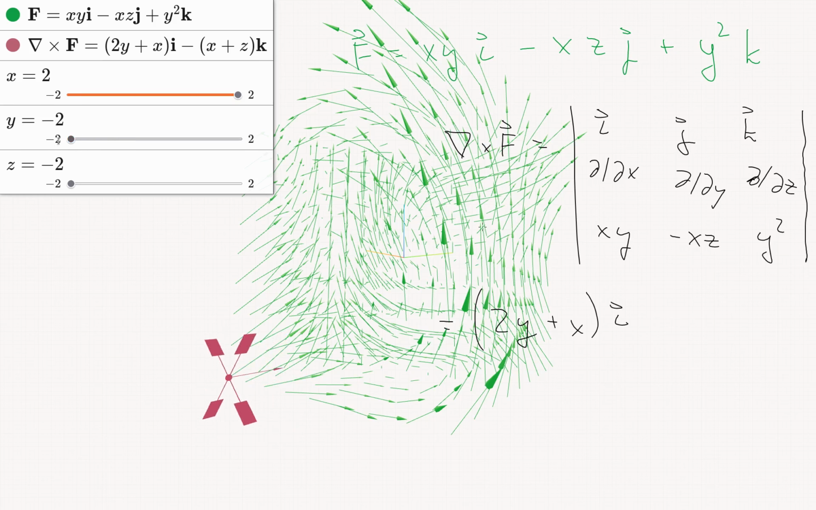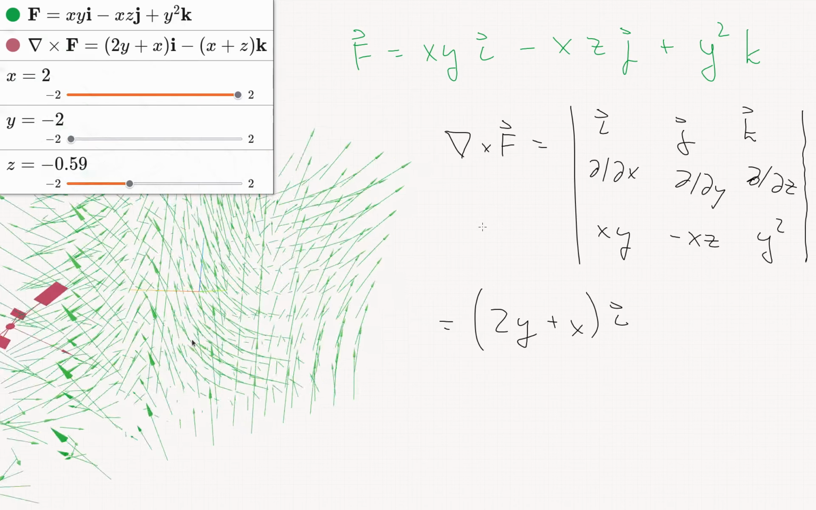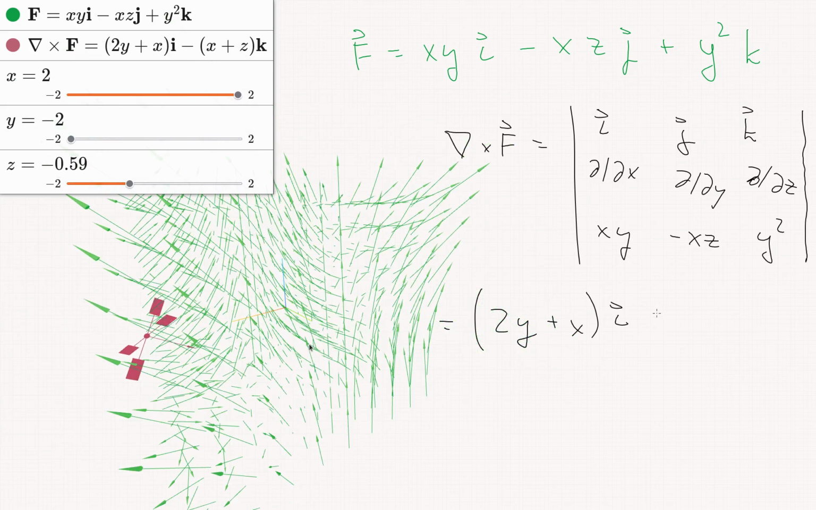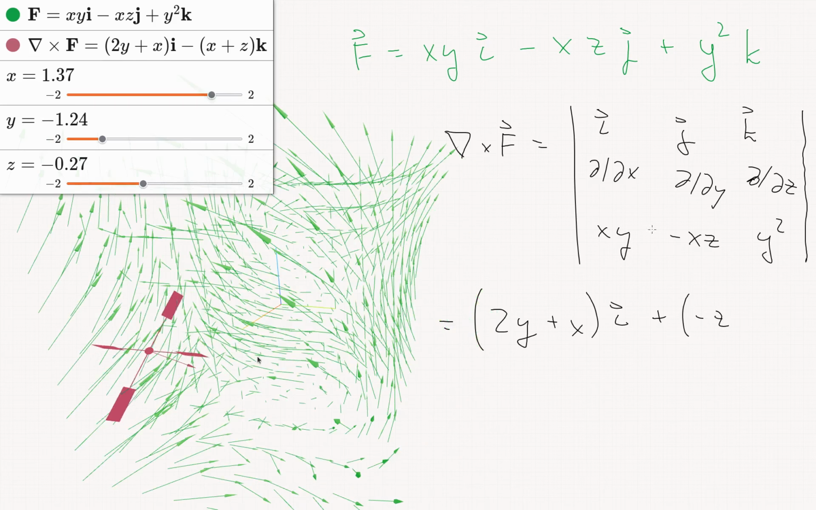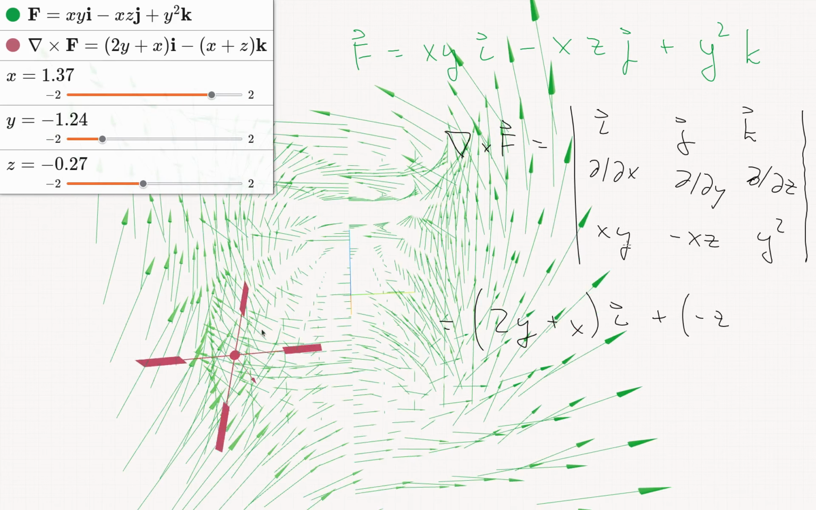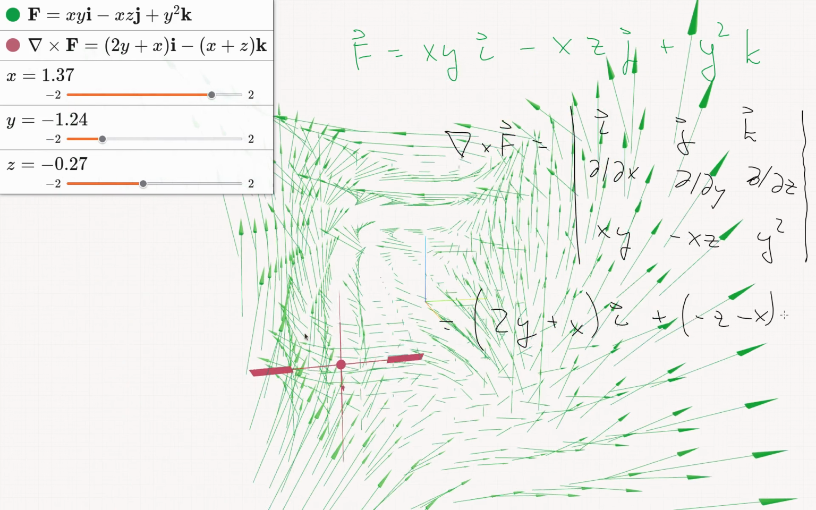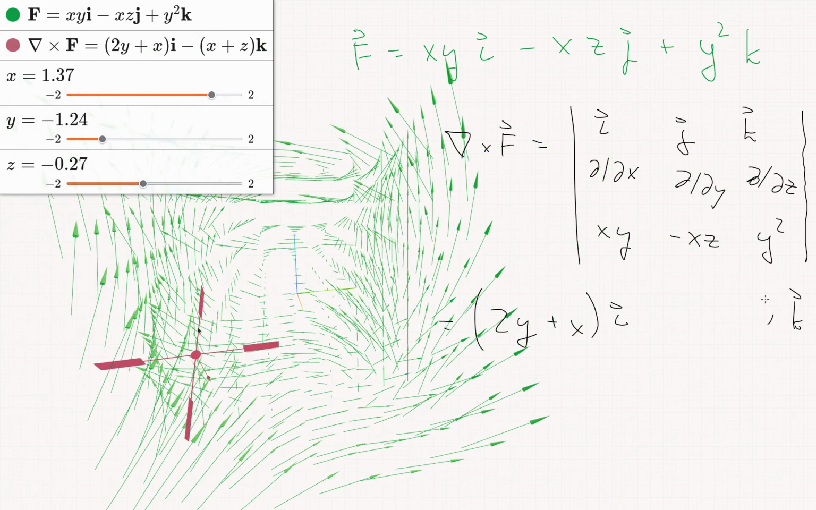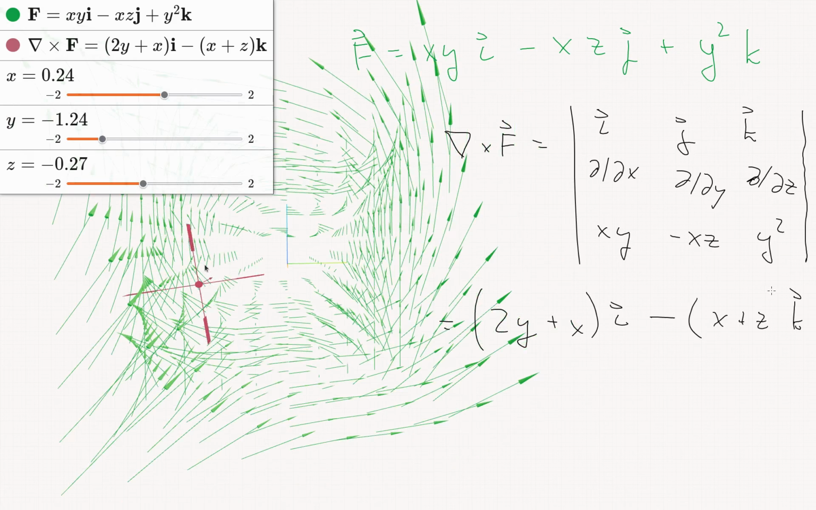And when you adjust the sliders, you'll see that the arrow only moves in the xz plane. And then for the k component, we look at ∂/∂x of negative xz, so that's minus z, minus ∂/∂y of xy, so that's minus x. Okay, or we might rewrite this as minus (x plus z) k.